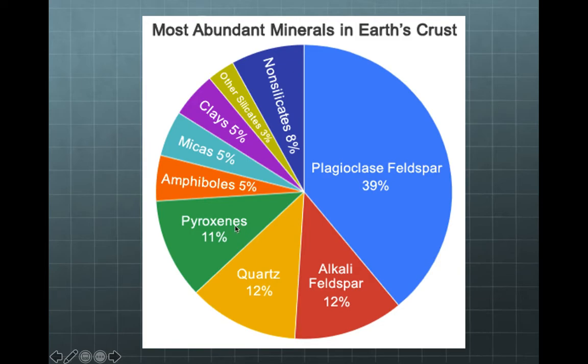The pyroxenes, which are a group of several different minerals, the amphiboles, which are a group of minerals, micas, clays, other silicates, and then the non-silicates make up only about 8%. All of these are what we call silicate minerals. So 92% of the Earth's crust is made of silicate minerals, and only about 8% is made of non-silicates. That'll make a little bit more sense as we go a little bit deeper into the chapter. So that's kind of a preview of coming attractions.